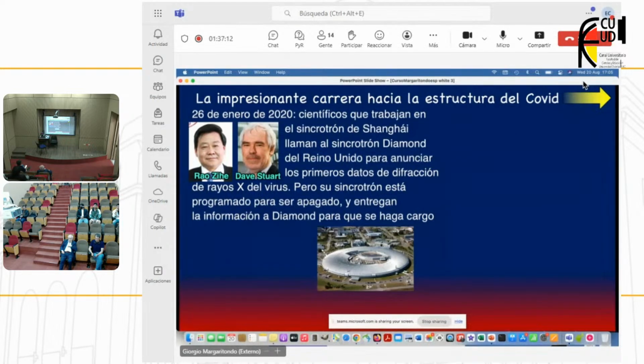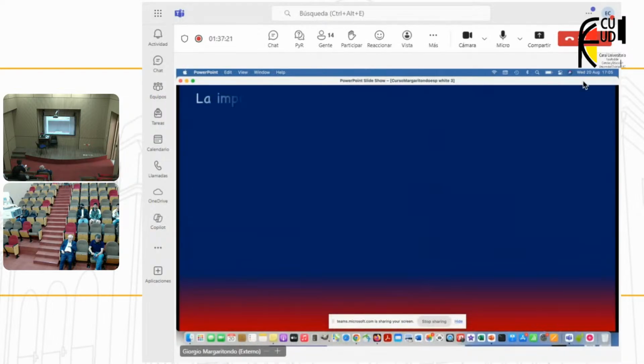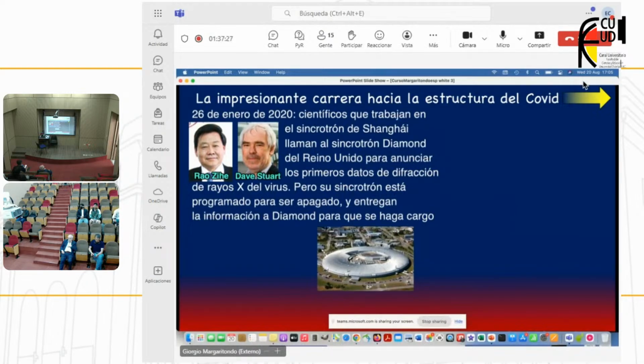The Shanghai synchrotron was scheduled for maintenance. You had to shut down for maintenance, and it was impossible to stop that. And so suddenly the Chinese colleagues could not continue this line of analysis. But they were really enlightened, because what they did was to contact Diamond, give them all the information, and tell them, you take the flag and you go ahead. It was a fantastic show of solidarity.